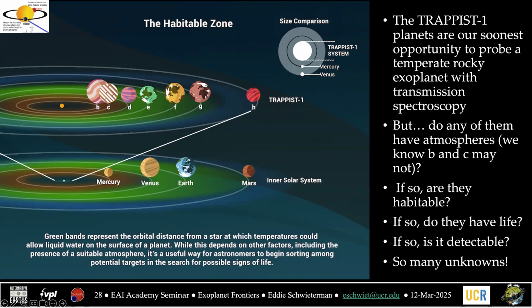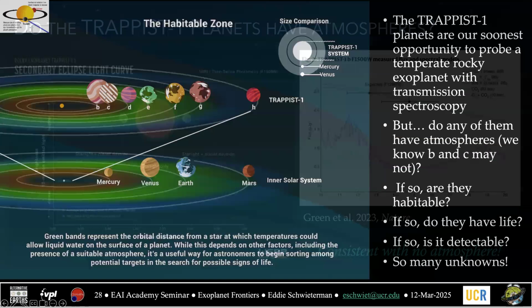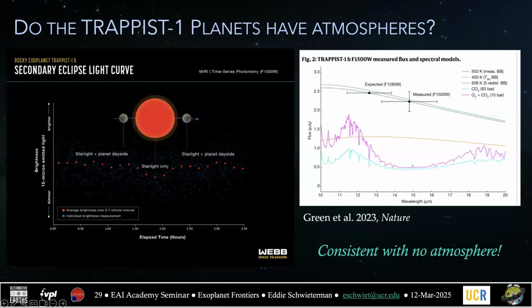We only have one of them, one really good target. Nonetheless, we should look. What we do know is that the evidence suggests, at least at the present time, that the innermost planets, TRAPPIST-1b and c, may not have atmospheres. So far, JWST has made a couple observations of b and c using a technique called secondary eclipse spectroscopy.